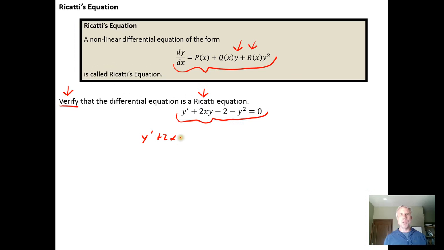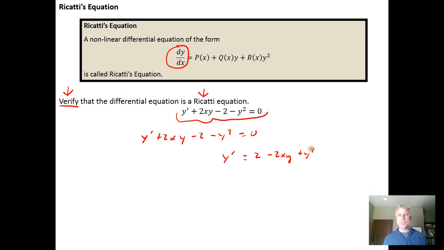So we have y prime plus 2xy minus 2 minus y squared equals 0. And in the form I notice that the first derivative is isolated. So I'm going to isolate the y prime, the dy/dx term. I would need to add 2 to both sides, subtract 2xy from both sides, and then add y squared to both sides. And when I put it in this form, I'm going to recognize that it is a Riccati equation.